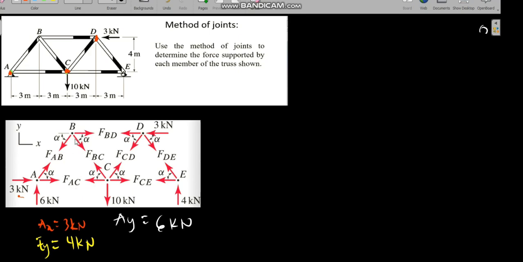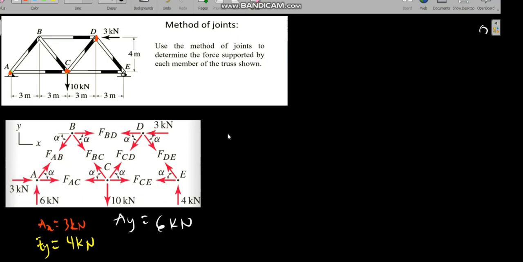Looking at these joints, this one has three unknowns, this one has four unknowns, this one has three unknowns, and this one has two unknowns. So you can take joint A and then joint E, since they have two unknowns. But in this case, I'll start with joint A.